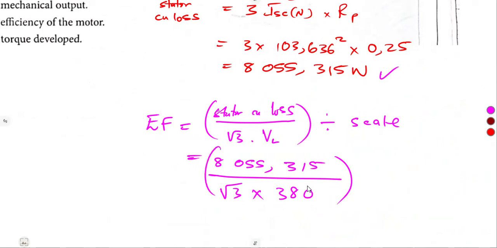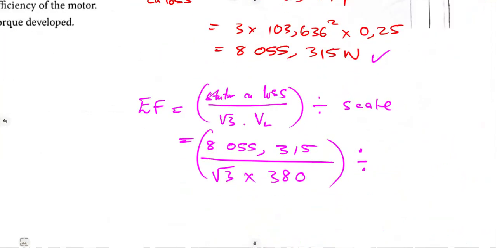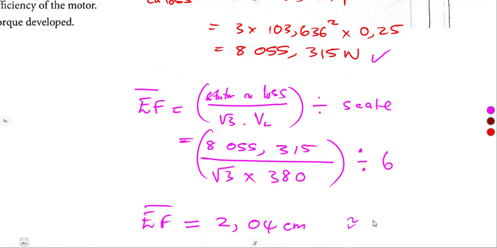All right, so this is it. Whatever you are going to have here, divide by the scale. 1 centimeter represents 6 amperes. So this is giving us the corresponding vector of EF, meaning to say, by the moment the scale is applied, we are going to have this as a vector in centimeters according to the scale that we are using. So that gives us approximately 2.04 centimeters, which is approximately 2 centimeters.